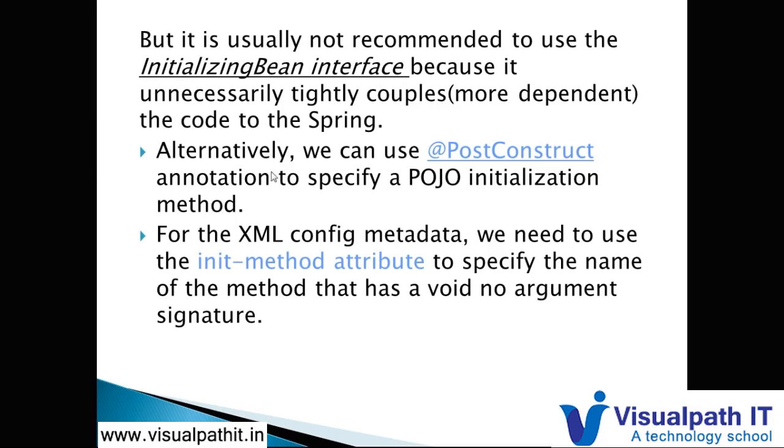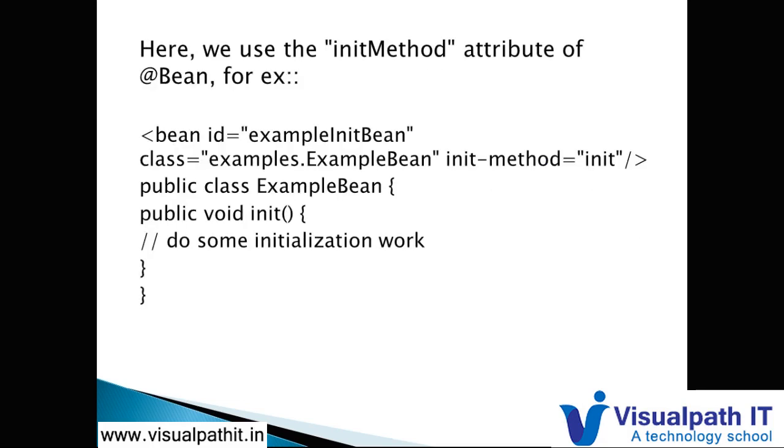So we can alternatively use the @PostConstruct annotation, which is used to specify a POJO initialization method. For the XML configuration metadata, we need to use the init-method attribute to specify the name of the method that has a no-argument signature. How do we do this? Let's see here. We have the bean id example init bean and the class examples.ExampleBean, with init-method equal to init.